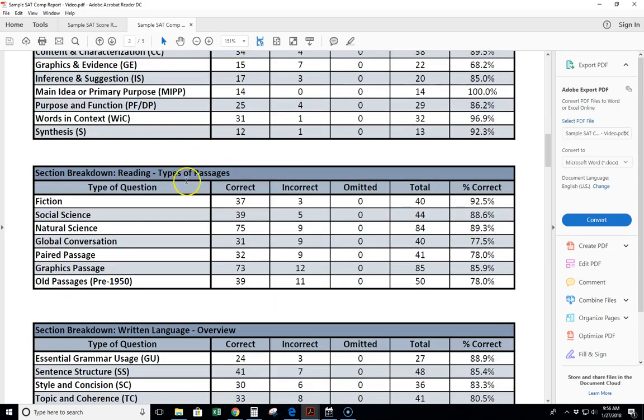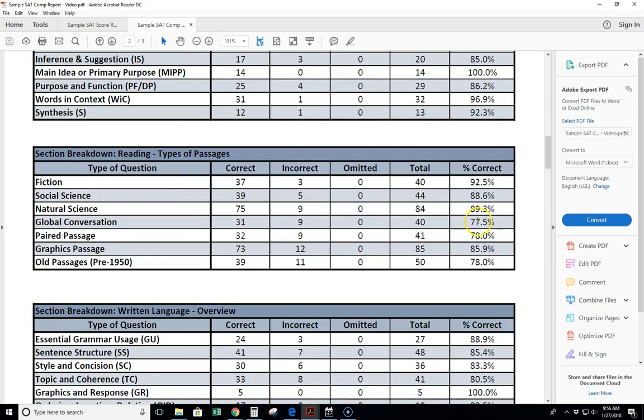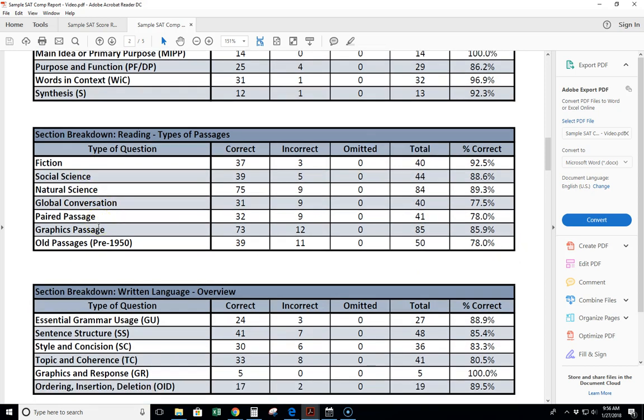Also, the reading types of passages. For those who are having to use the eject cord strategy, or having to pick a passage to skip to help you accommodate and go through, this should really give you some good data to help you understand that. And you've got fiction, social science, natural science, global conversation, and then paired passages, graphics, and old passages. So really understand your strengths and your weaknesses in these areas.